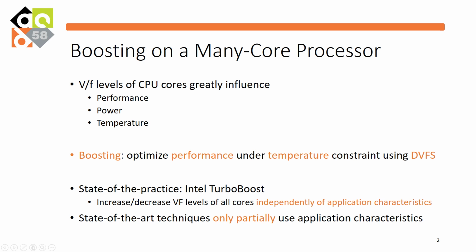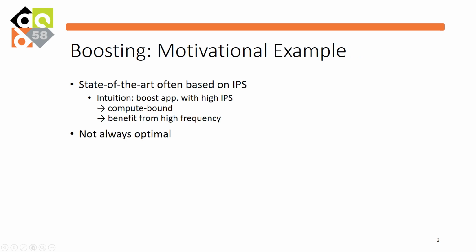While there are several state-of-the-art research techniques that consider application characteristics to select VF levels in a more targeted manner, they do this incompletely. The following motivational example visualizes this. Most state-of-the-art techniques perform boosting based on the retired instructions per second, IPS, of applications. The intuition is to boost applications with high IPS because they tend to be more compute-bound and benefit more from an increase in the frequency. This is not always optimal, as the following example shows.